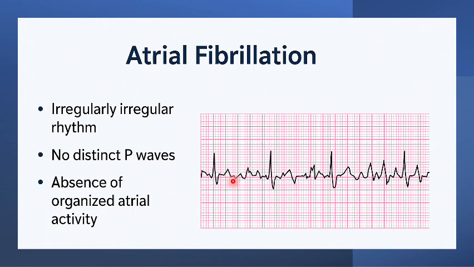And this is what the rhythm strip looks like. There is no rhyme or reason. You can see the distance between this R and R and this one is not the same. You can't distinguish any P waves. So: irregular rhythm, no distinct P waves, and absence of organized atrial activity.